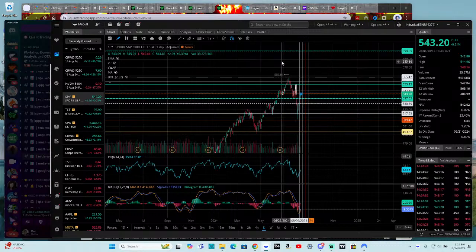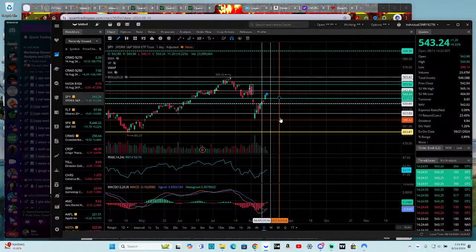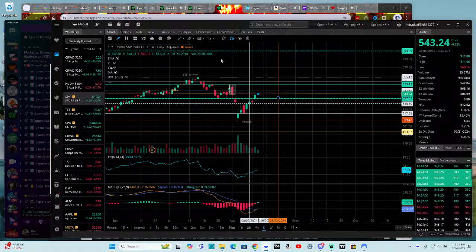You know, get rid of that line. I'm tired of looking at it. But that's how we find entries. We find something on technical analysis that kind of makes sense, and then we overlay it with the other data.